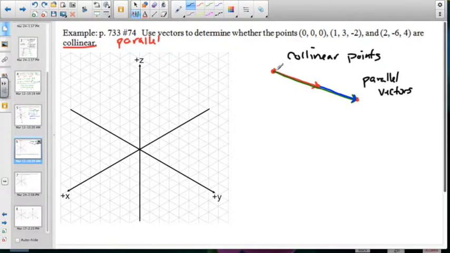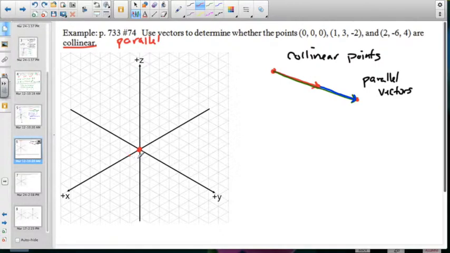And like I said, I could draw either the red one, the blue one, or the green one. It doesn't matter. If these points are collinear, these vectors are parallel. So all we really have to do is take a look at these points and set up 2 vectors and see if those vectors are parallel. So we'll take this first point here, 0, 0, 0, and we'll take this next point, 1, 3, -2.